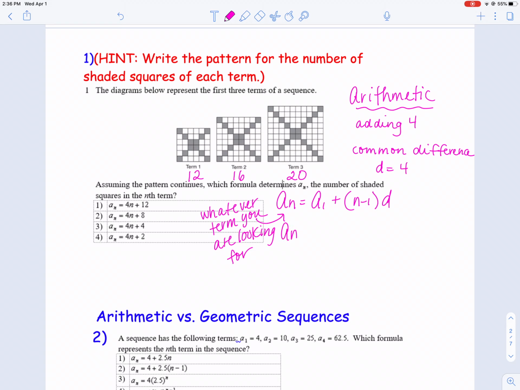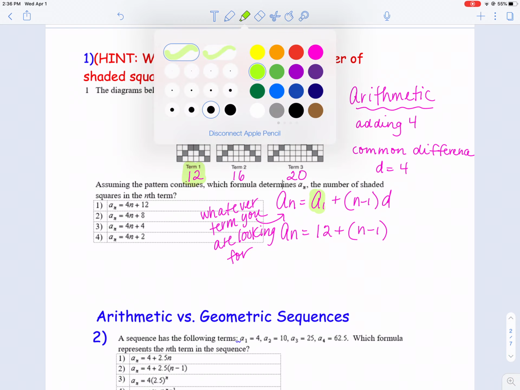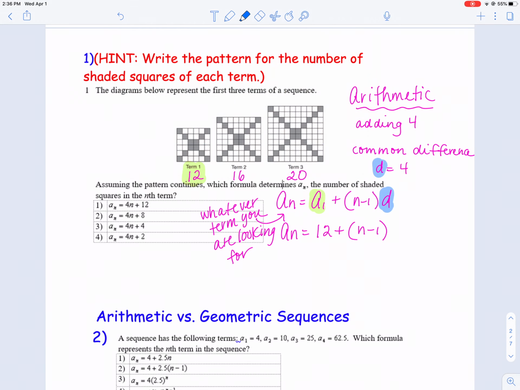So in order to get a sub n, I plug in a sub 1. A sub 1 is my first term. Here's my first term, 12. Plus n minus 1. We don't know what n is going to be. That's why we're leaving it a sub n. And we're going to multiply it times d. d is our common difference, which here we said was 4.